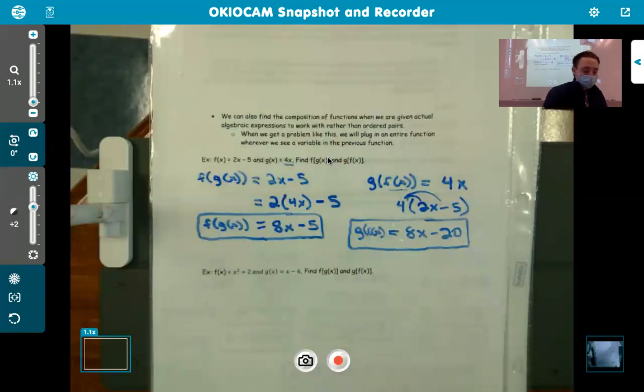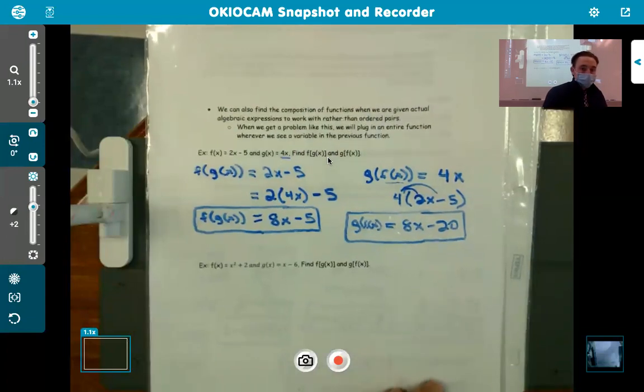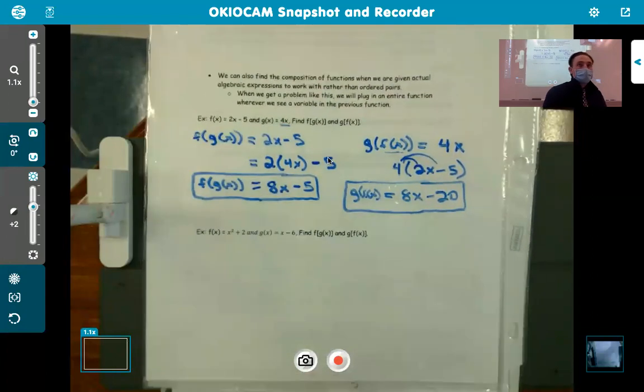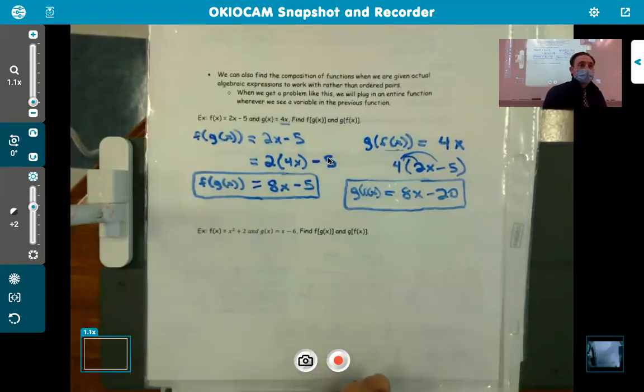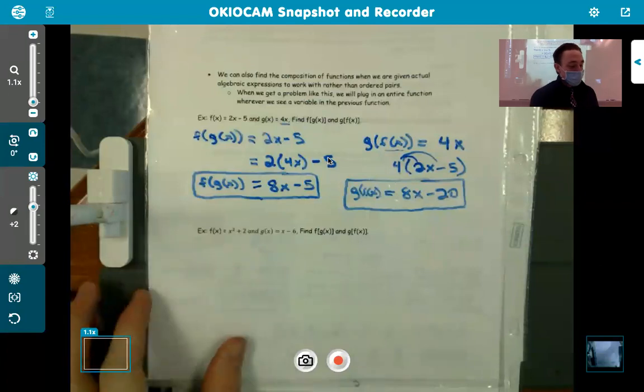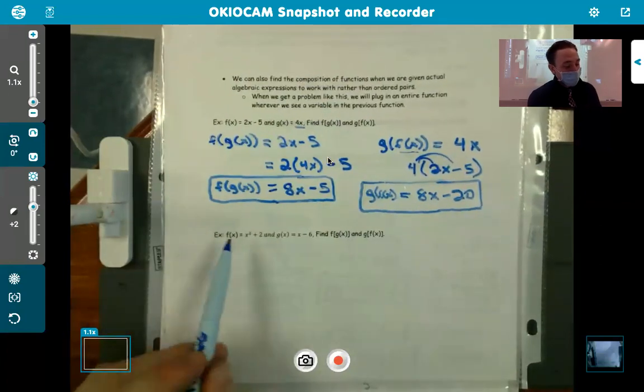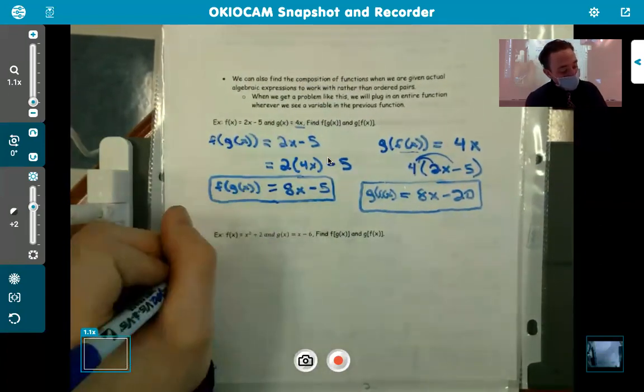Okay. Any questions about that first example? Do you think this is easier than what we were doing before? It's kind of the same, equally boring. So we'll do the same thing with this next example.